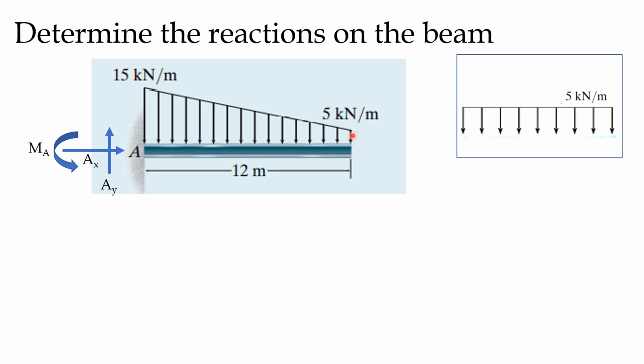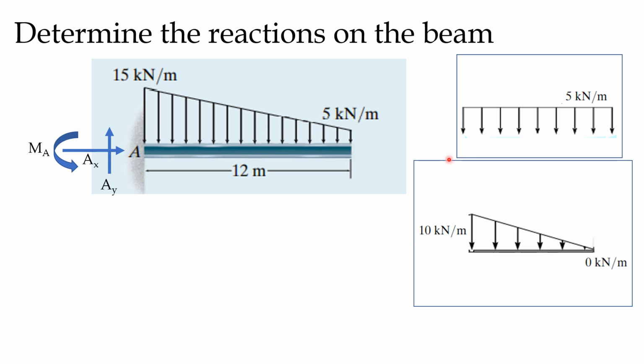So first, we'll take a UDL, where we can see here the 5 kilonewton per meter is acting toward the beam. And another type of load is UVL, uniformly varying load, where here it is 0 and here it is 15 minus 5, that is 10 kilonewton per meter.